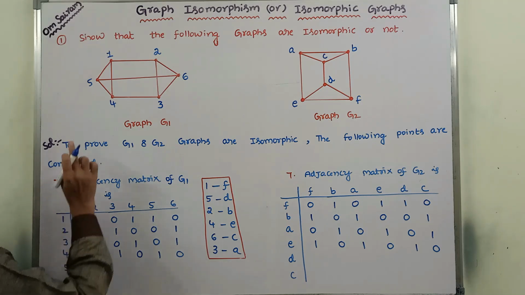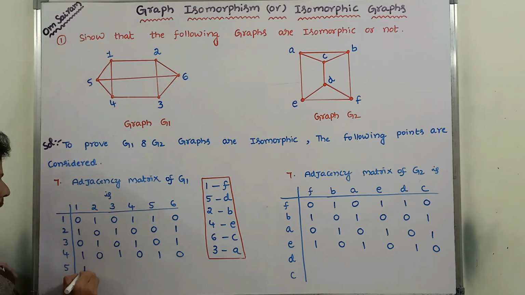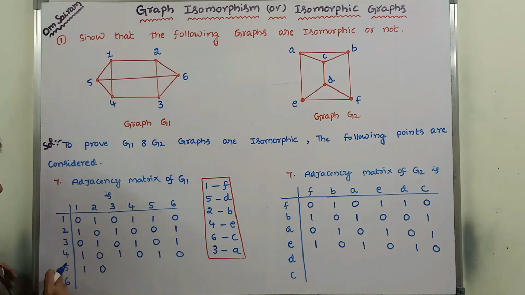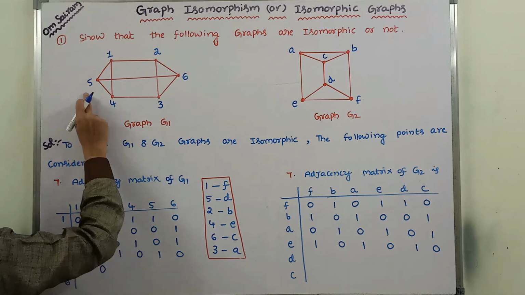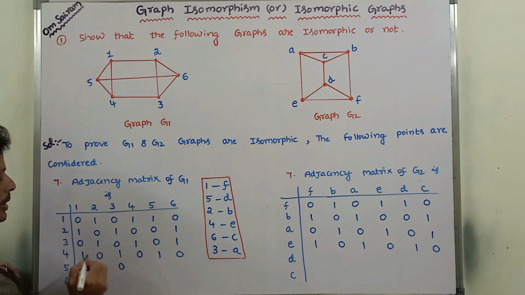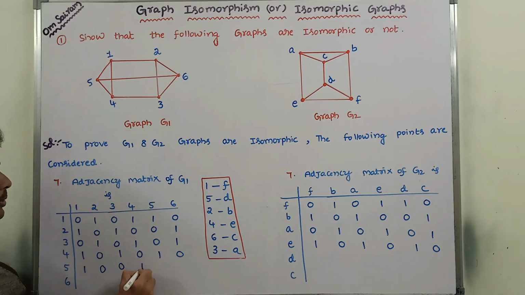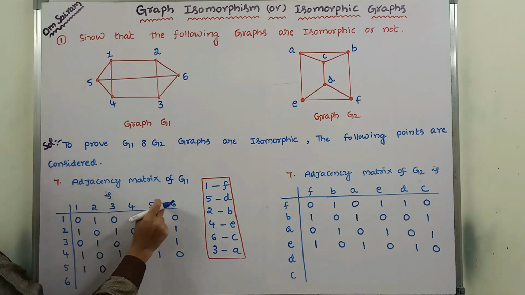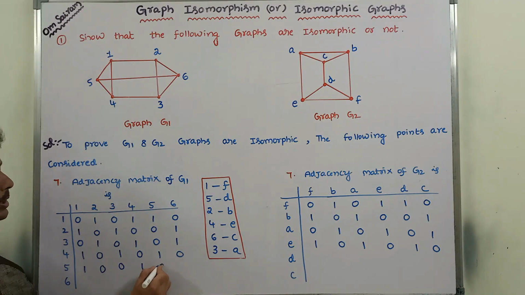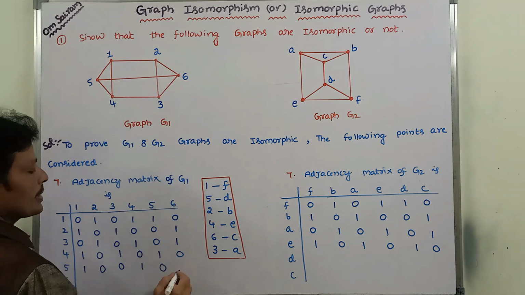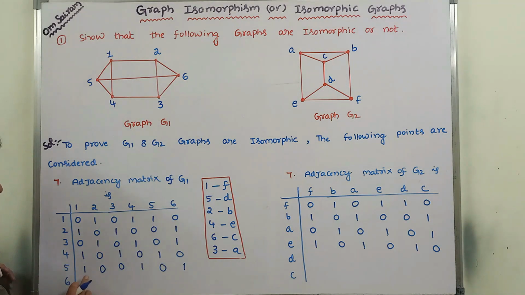5 to 1. There is an edge between 5 and 1, so its value is 1. 5 to 2. There is no edge between 5 and 2, so its value is 0. 5 and 3. There is no edge between 5 and 3, so its value is 0. 5 and 4. There is an edge between 5 and 4, its value is 1. 5 to 5. There is no self loop here, so its value is 0. 5 to 6. There is an edge between 5 and 6, its value is 1. So we are getting 1, 0, 0, 1, 0, 1.